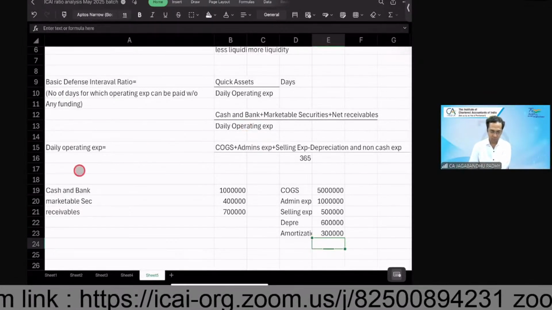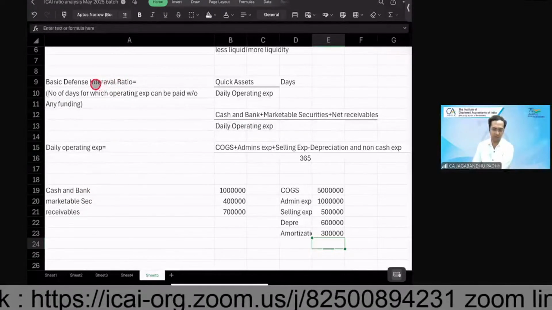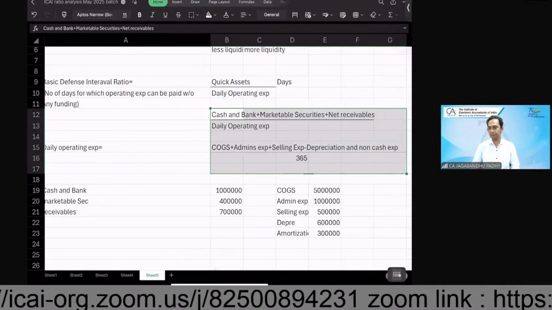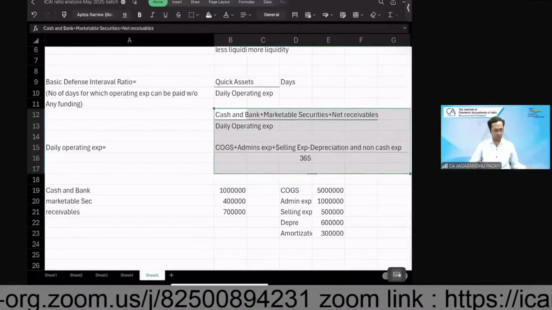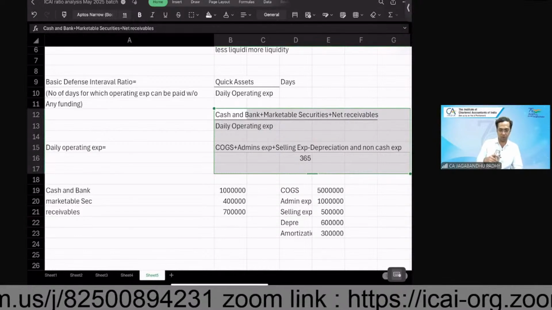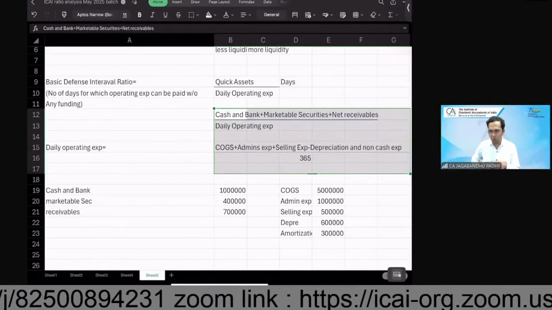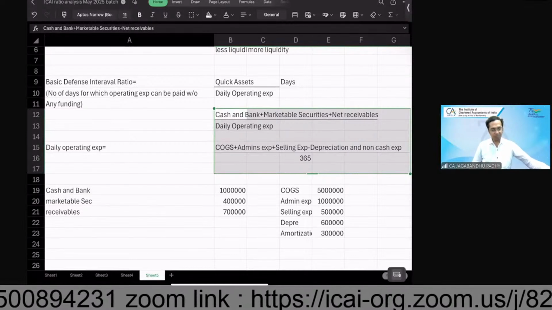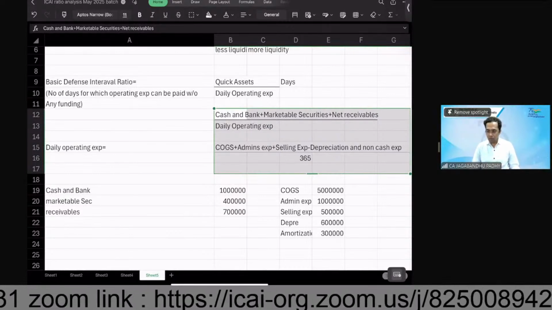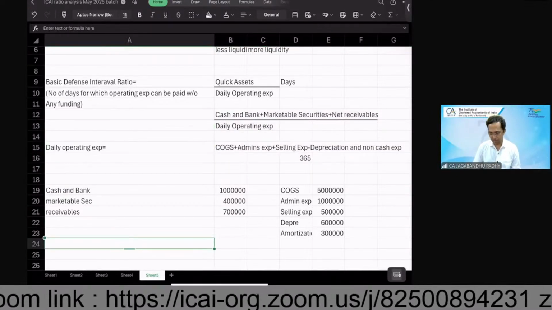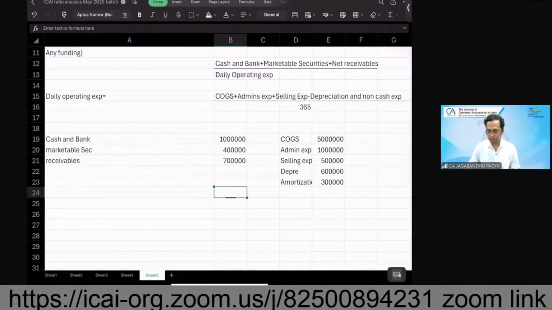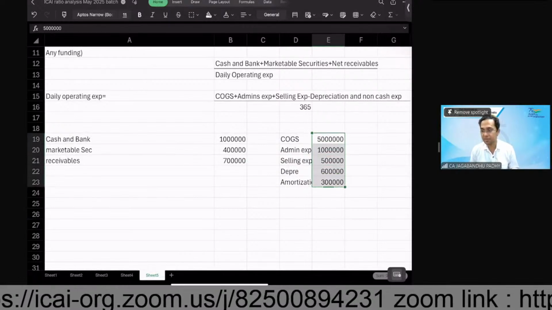Yeah. So just give me the answer for this. Calculate the basic defense interval ratio, guys, using these two sets of formulae. Give me the number. First, give me what is the daily operating expense. Then we can go for basic defense. What's the daily operating expense? These are annual expenses. All of them are annual expenses.